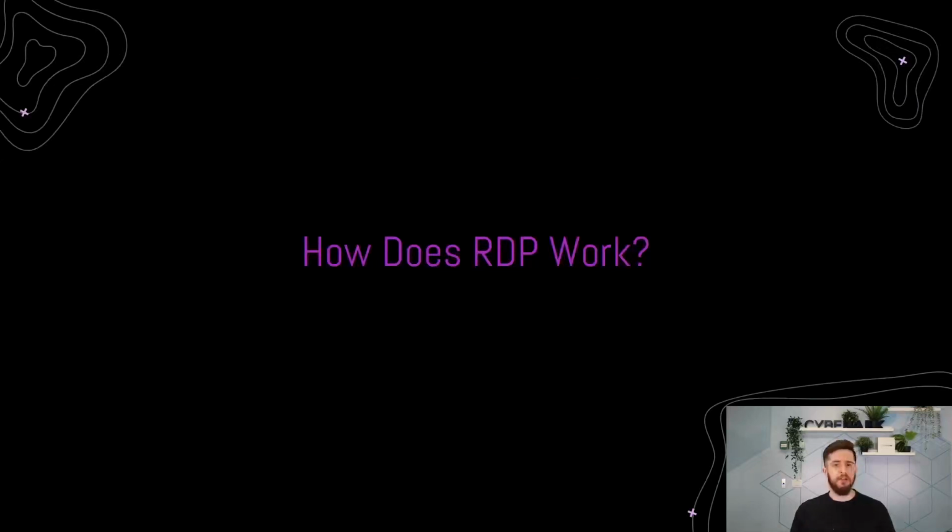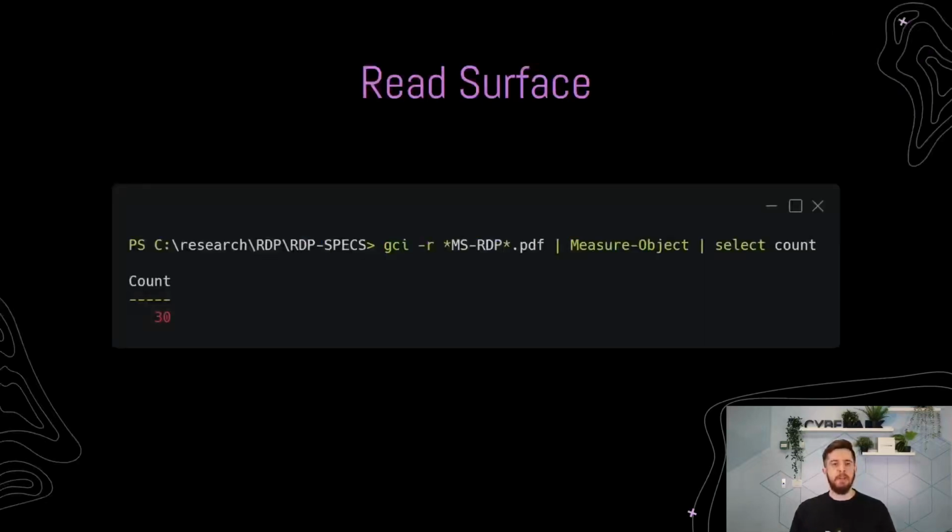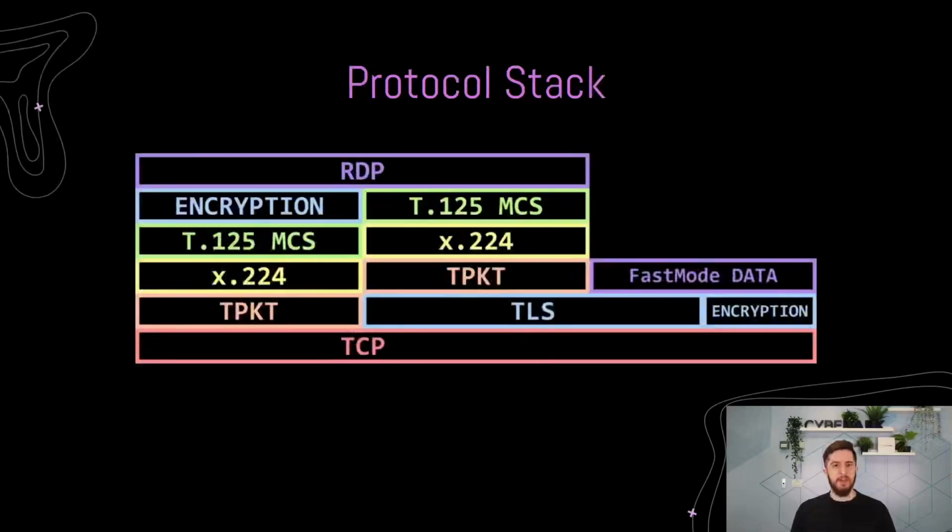Before we can start the fuzzing, let's understand the basics of RDP. So on to reading the docs. After downloading the relevant files from MSDN, we had around 30 specification documents with hundreds of pages in every one of them. And of course, sadly, there weren't any pictures in them. RDP is a complex protocol.